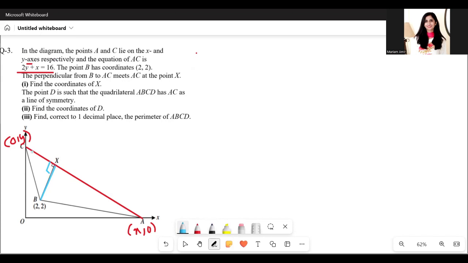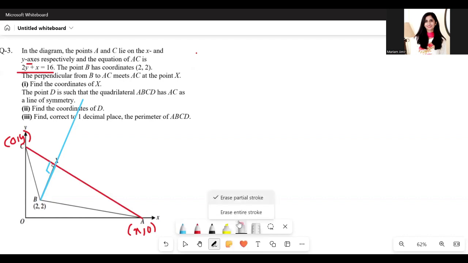We already have the equation of the line AC, which is 2y plus x equals 16. We can easily find the equation of the line passing through BX because we can find its slope and we also have a point (2, 2). So we can find its c as well. So we will be able to find the equation of this line and then we're going to solve the red line and the blue line simultaneously, either by using the substitution method learned in grade 8 or the elimination method, and we'll be able to find the coordinates of X.